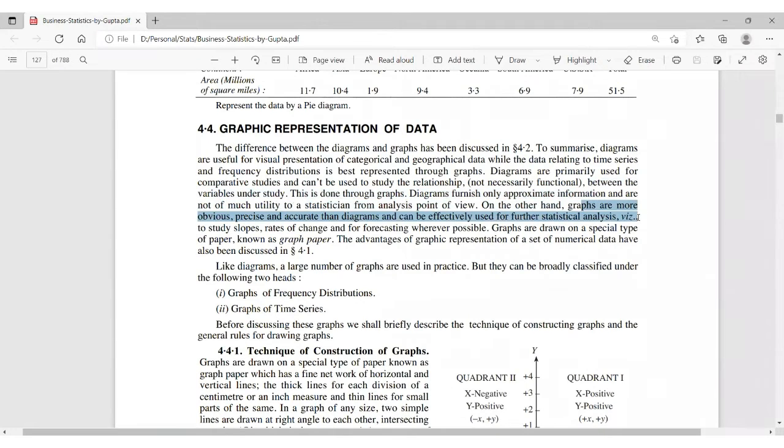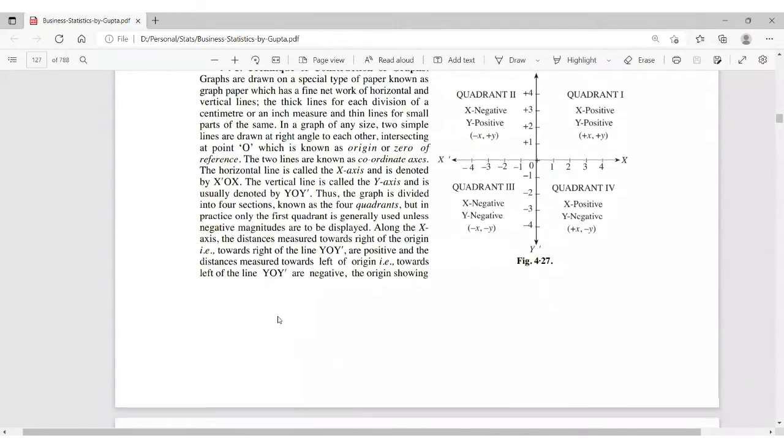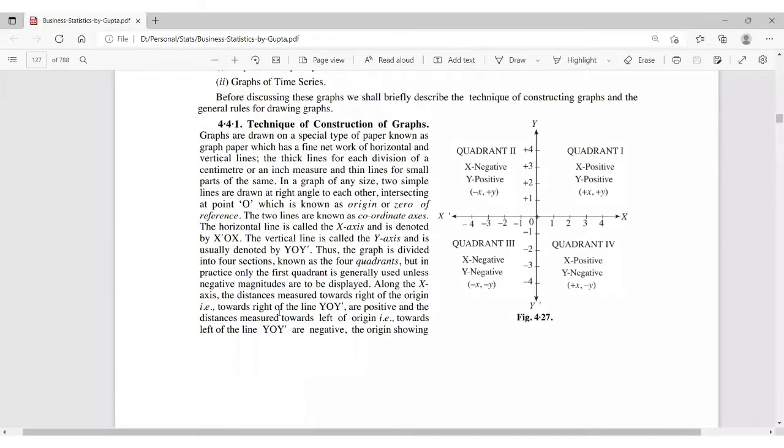Graphs are more obvious, precise, and accurate than diagrams, and can be effectively used for statistical analysis to study slopes, rate of change, and forecasting, wherever possible. Graphs are drawn on a special type of paper known as graph paper. Right. Technique of construction of a graph.